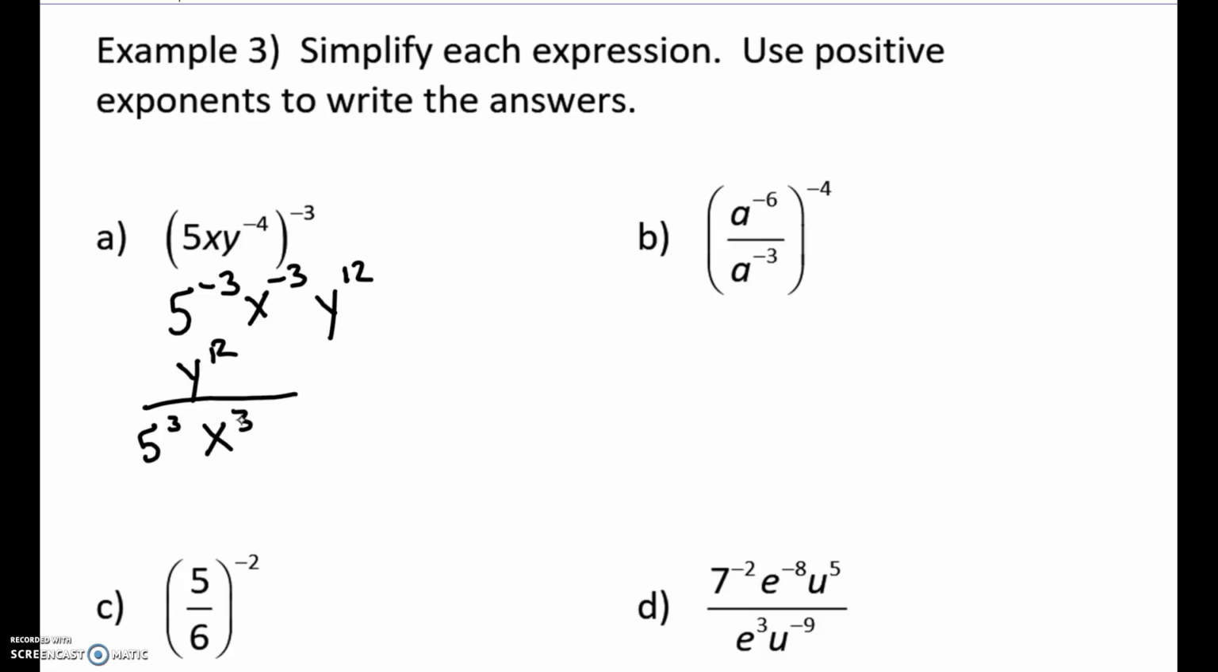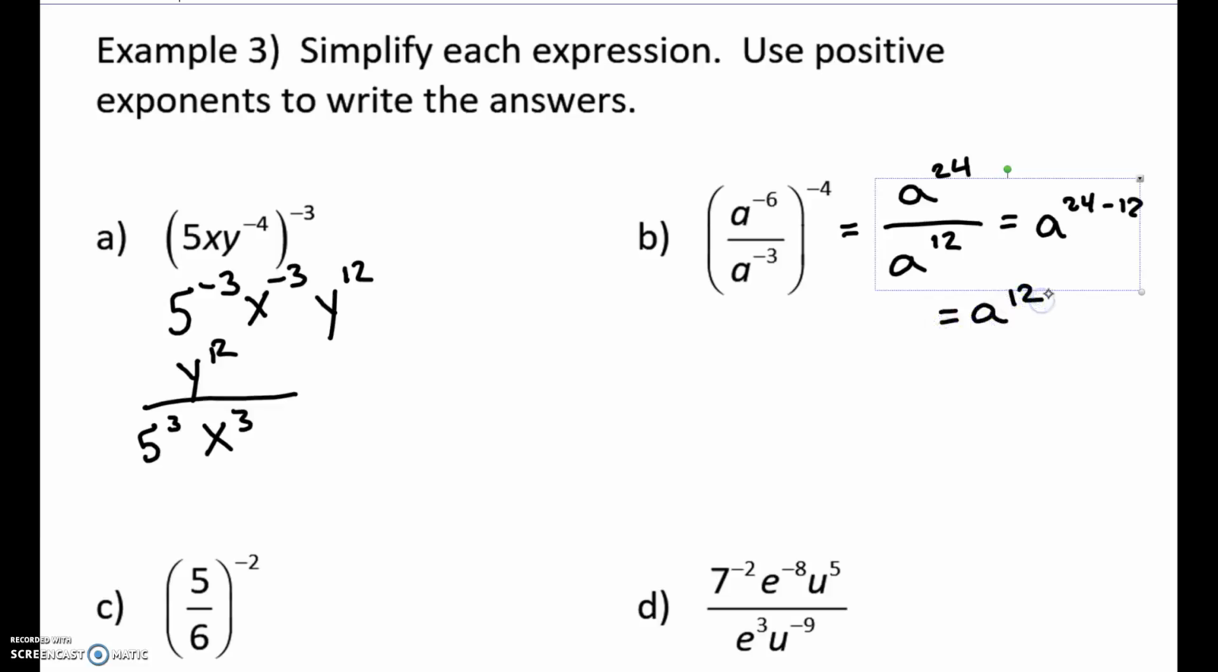Another way is to flip it at the very beginning if you wanted to. Actually, this one's easier just to go ahead. I'm going to do this one the same way I did before. This becomes a to the 6 times 4 is 24 over a negative 3 times negative 4 is positive 12. And then that would simplify a to the 24 minus 12, or a to the 12th.